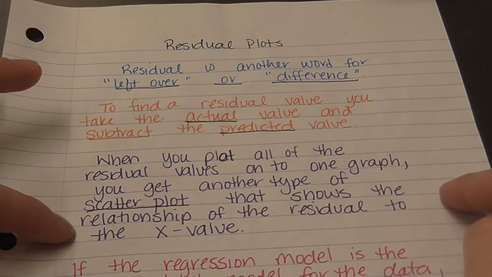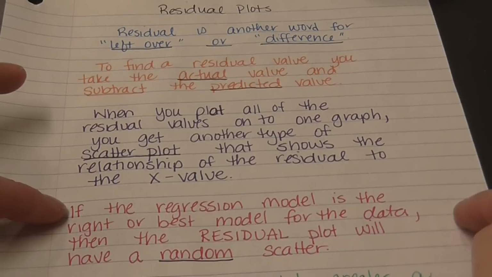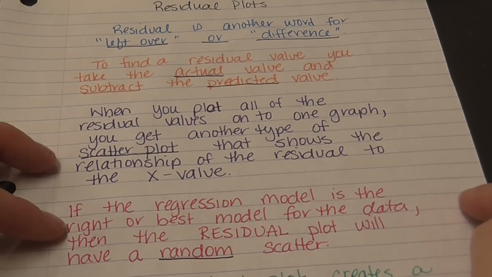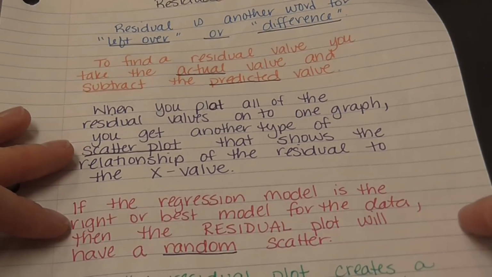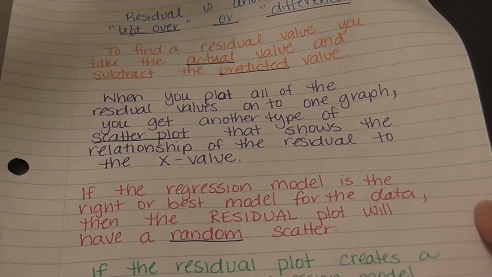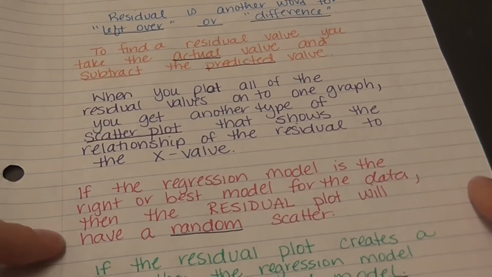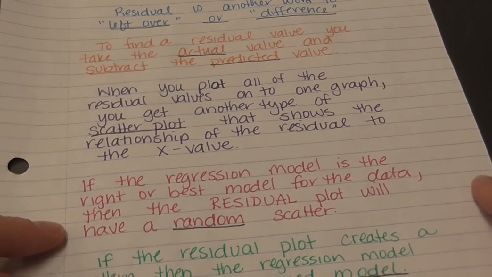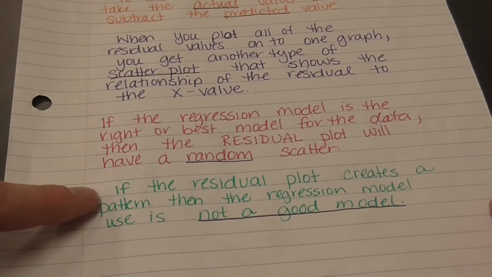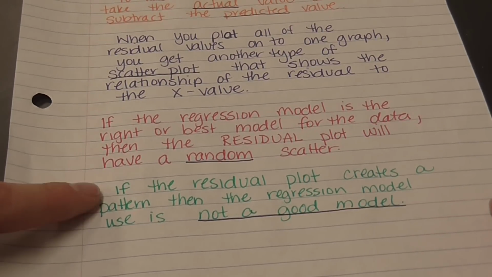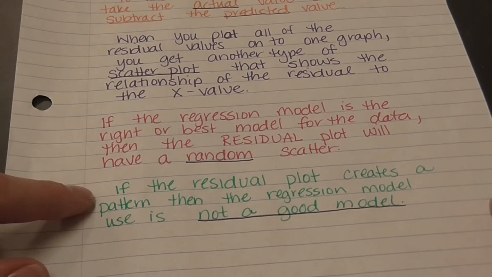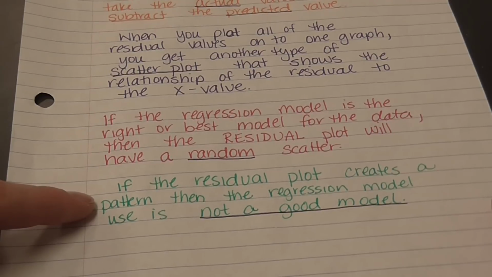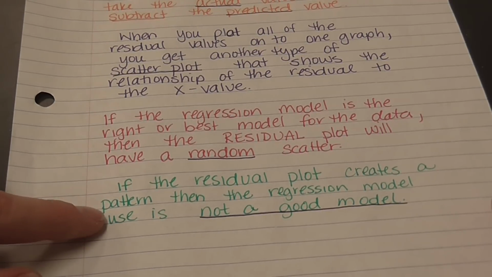Now, the reason this is important is because if the regression model is the right model, so let's say you've picked linear, and if linear is the right way to do it for that particular set of data, the residual plot's going to have a very random scatter. The dots are just going to be all over the place. There's not going to be any particular pattern to them. If you pick linear, and you use a residual plot and you get some sort of pattern, then the regression model that you use is not a good model. It's not the right way to do it.